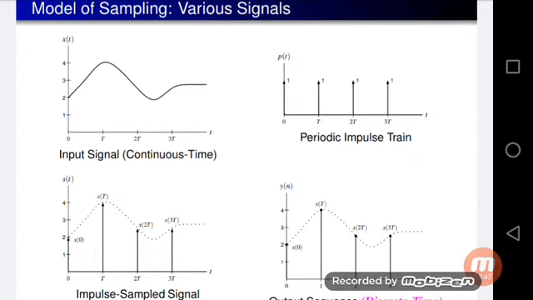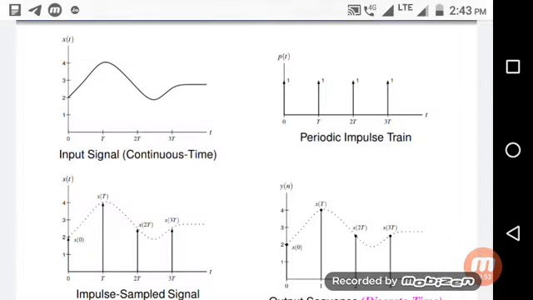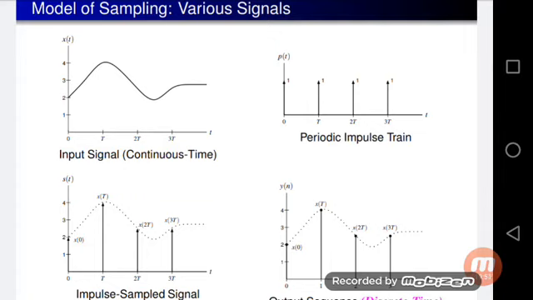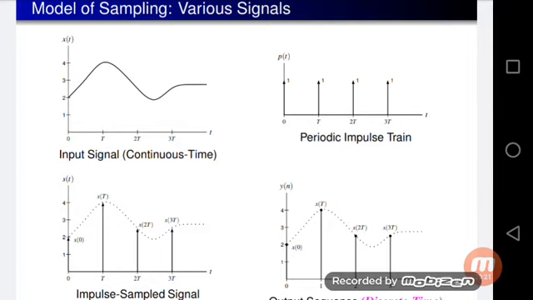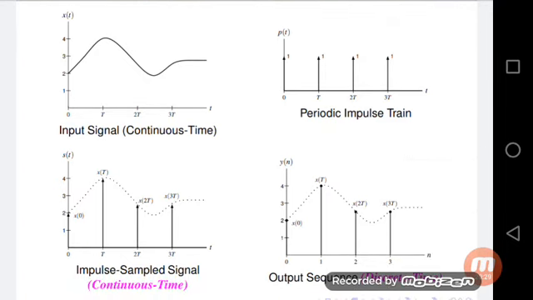Model of sampling variations. Here we are clearly observing, first one is the input signal, the continuous time signal, that is in the form of a sine, and the second one is the impulse sampled signal.